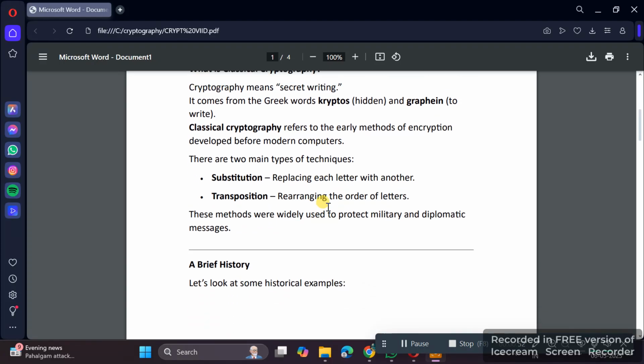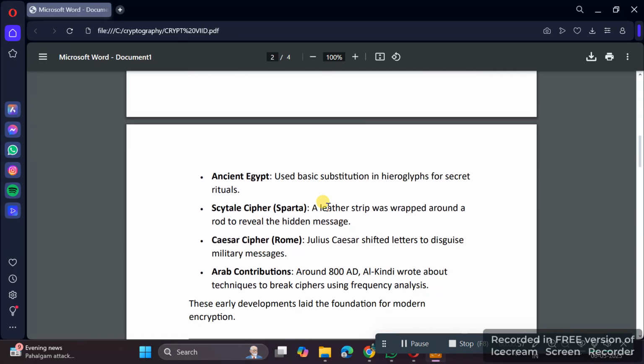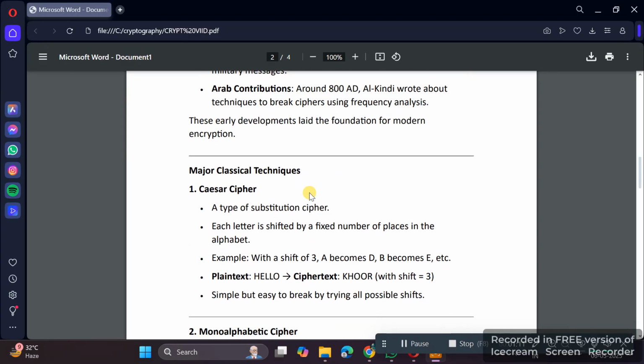Before going to that, a small recap of the history. It goes through ancient Egypt, the Scytale cipher, the Caesar cipher, and other contributions. In this slide, you can read the brief history of classical cryptography, so I'll skip that and go to the major classical techniques. The first one is the Caesar cipher. It is one of the oldest and simplest ciphers, named after Julius Caesar.